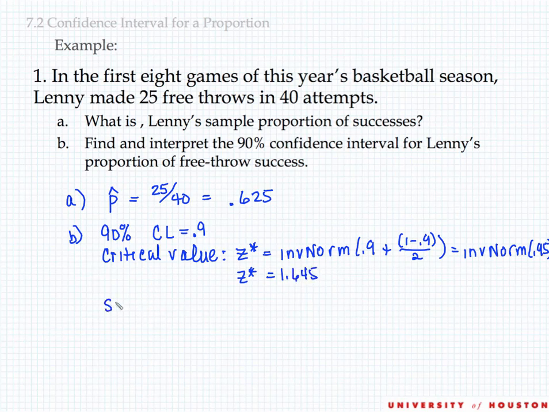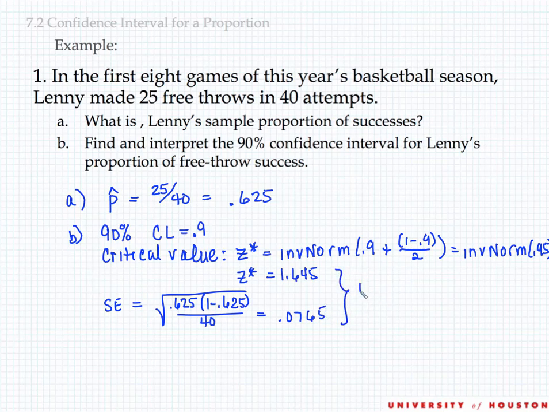Next, we need our standard error, which will be the square root of our p hat times 1 minus our p hat divided by n. This comes out to be 0.0765.